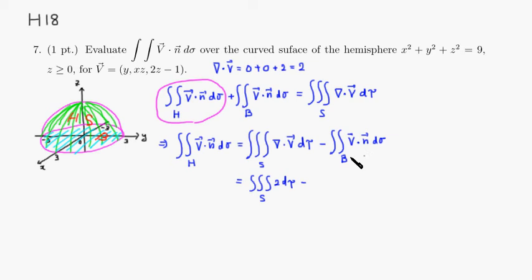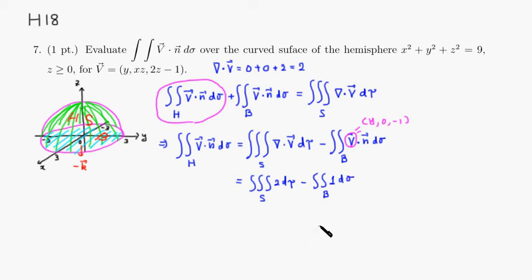This is an interesting one. We have to take the dot product with the outer normal vector on the base, and the outer normal vector is negative k. On the entire base B, z is 0. So V on the base is ⟨y, 0, −1⟩, and N is ⟨0, 0, −1⟩. The dot product is 0 times y plus 0 plus negative 1 times negative 1, which is positive 1. So this is just the double integral over B of 1 dσ.